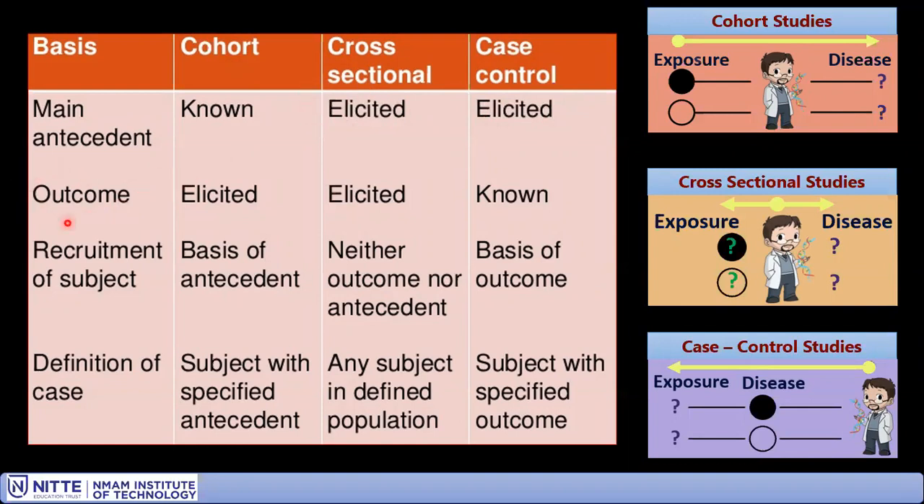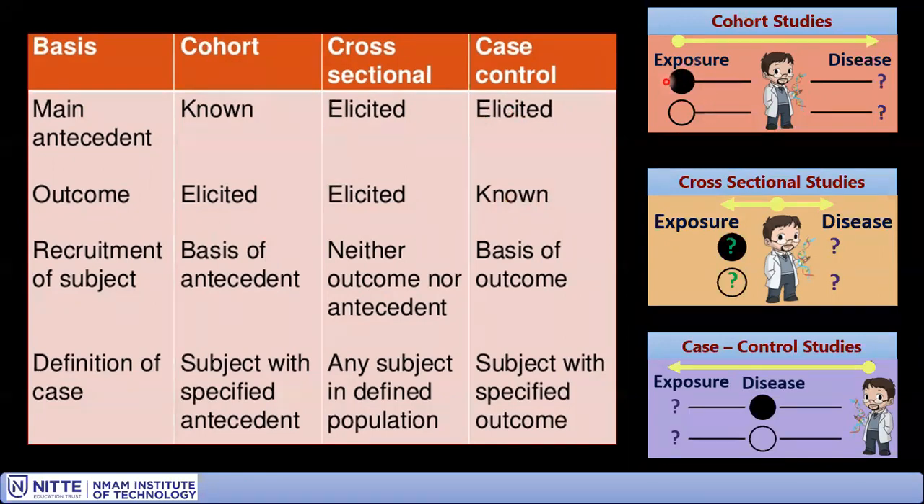Outcome, that is the event, whether the event has occurred or not. In a cohort study, that is our event, that is our observation. We observe there and we measure it over time. Whereas in a cross-sectional study also, we do not know. And in a case control study, that forms our basis. Based on their event state, we form the group. Then we identify whether they are exposed or not.